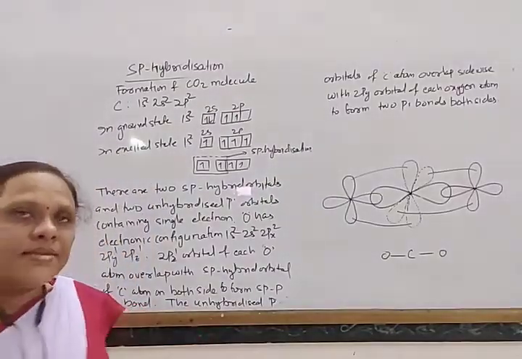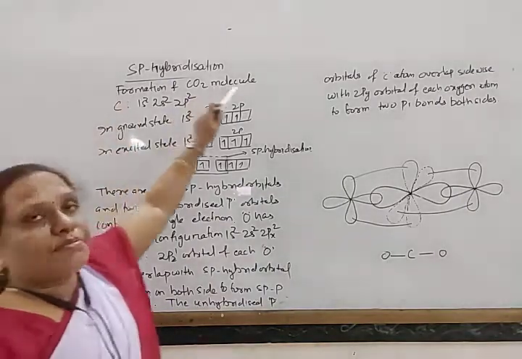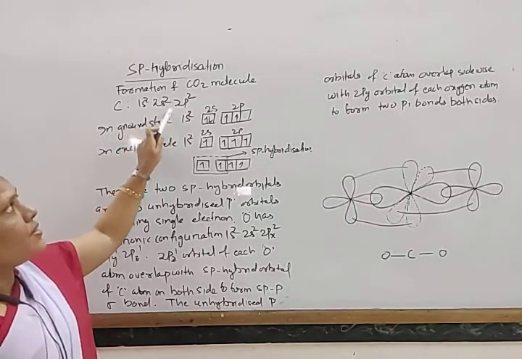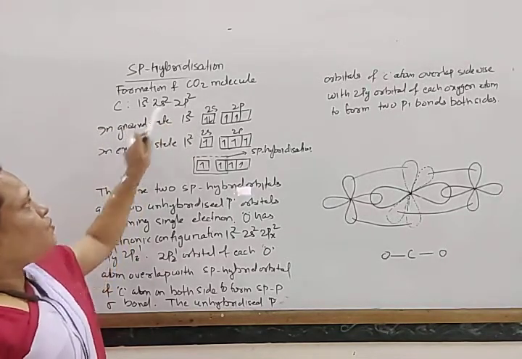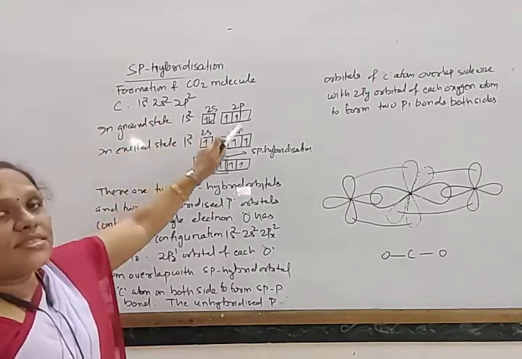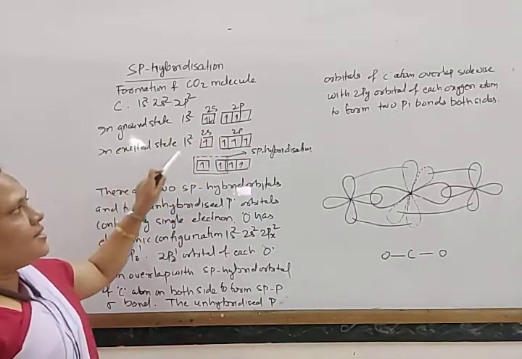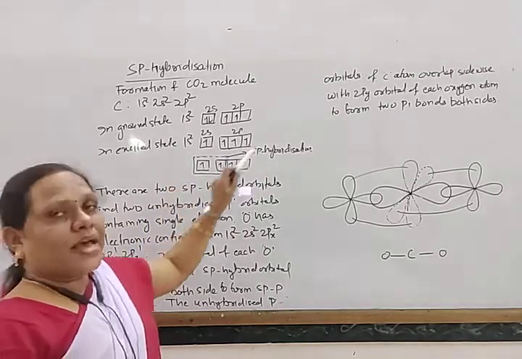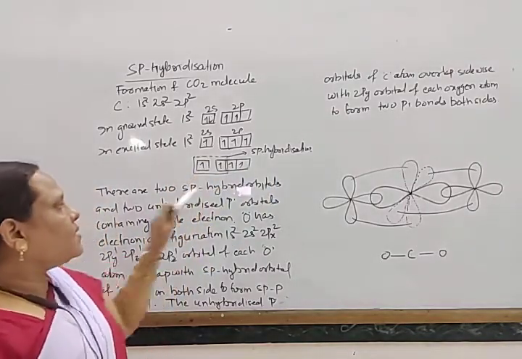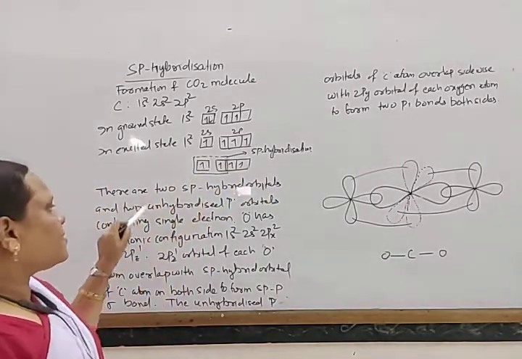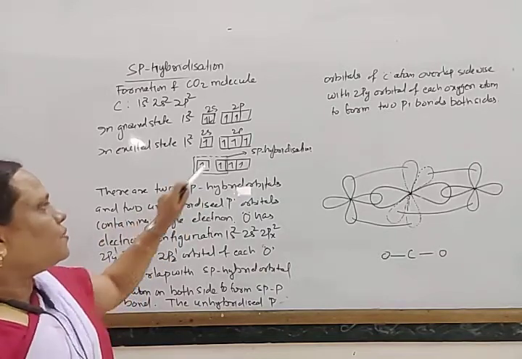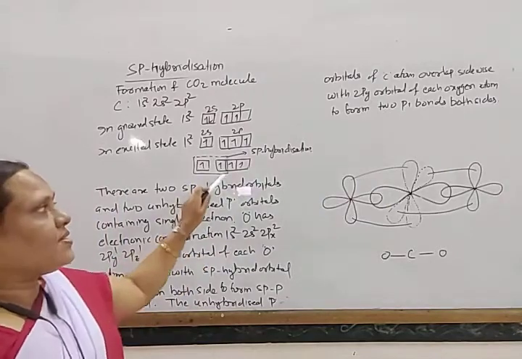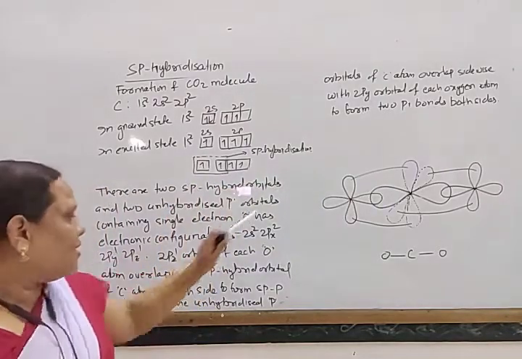Look here, another example, formation of the carbon dioxide molecule. Carbon has the electronic configuration 1s2, 2s2, 2p2 in the ground state. This is the configuration. In the excited state, similarly 1s2, 2s1, 2p3. So it undergoes sp hybridization. So there are 2 sp hybrid orbitals and 2 unhybridized p orbitals, each containing 1 electron, that is a single electron.